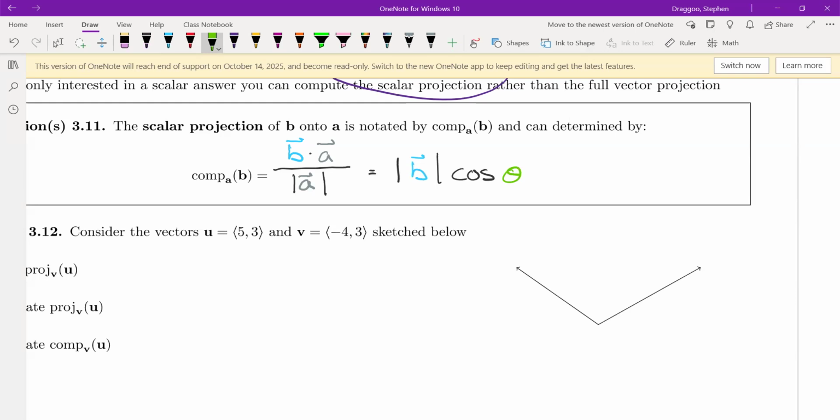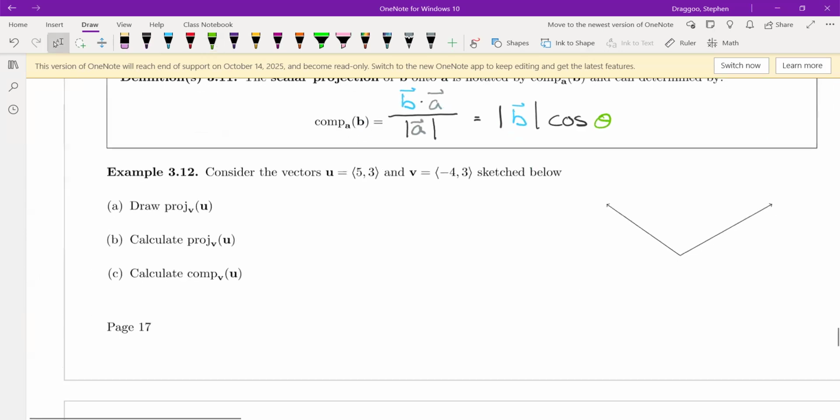All right, I've got 4 minutes to cover a few more examples. I might have suspected I wouldn't get through everything today. So consider the two vectors u and v. I want to project u onto v.